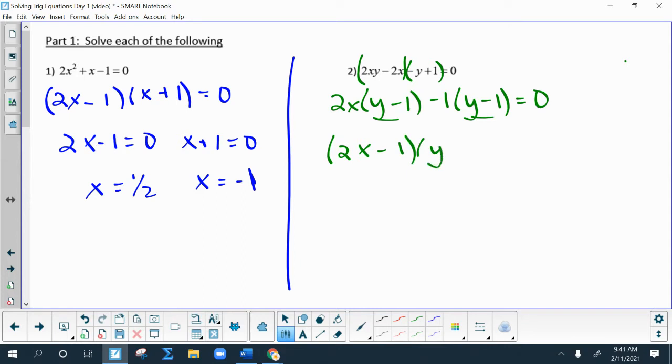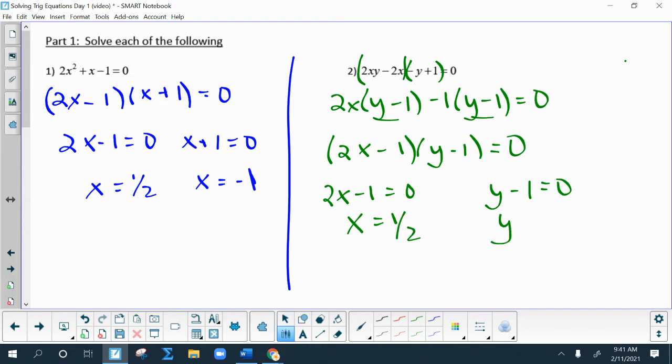Once I do my grouping, then I can do the next step, which is to take the factor that's the same in the parentheses, and that becomes one factor, and then I take the other pieces, and that becomes the second factor. It's really just another greatest common factor in a different form. And so for this one, I get x equals 1/2 and x equals 1.